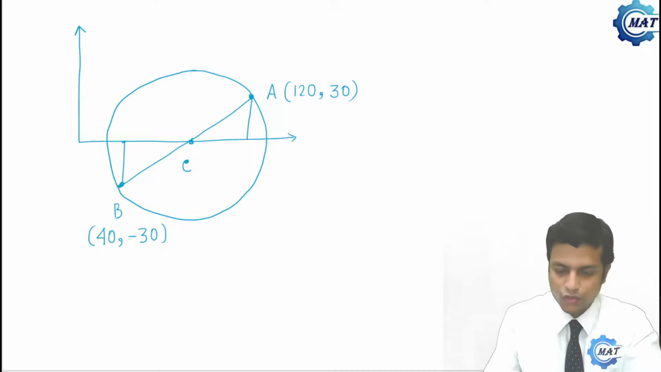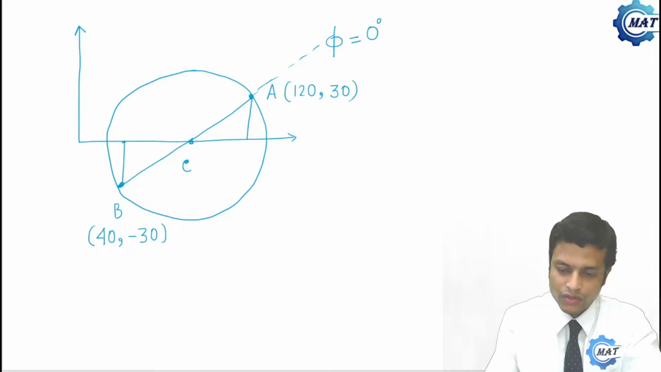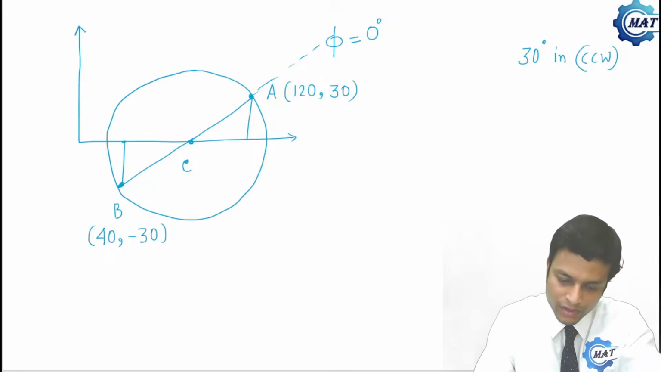So this becomes the Mohr circle. Now this is the plane, or point A represents the state of stress at phi equal to 0 degree. Now we have to determine the stress components on a plane which is rotated by 30 degree in counterclockwise direction. So in Mohr circle, we'll rotate it by 60 degree. In Mohr circle, the angle becomes doubled. We know that.